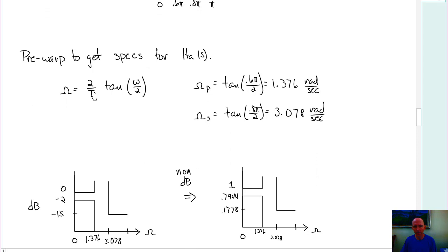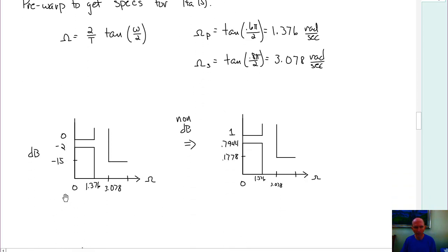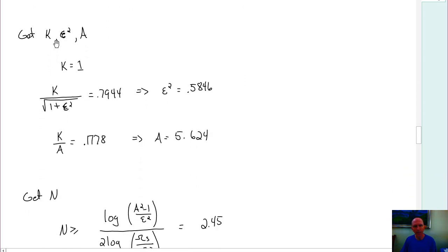Let's say we select T equal to 2, so we get these equations. And we convert from these frequencies, 0.6 pi and 0.8 pi, to these frequencies here, 1.3 and 3.1 radians per second. These specifications are in dB, so we convert them to non-dB as we've been doing before. And then once we have it in non-dB, we can get K, epsilon squared, and A. K by inspection is 1. We use this equation to solve for epsilon squared. We use this equation to solve for A, and then we have all our unknowns.